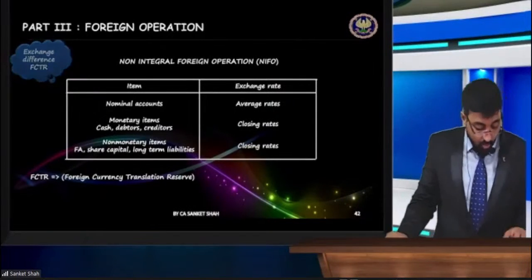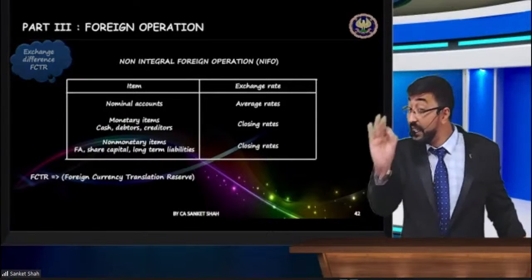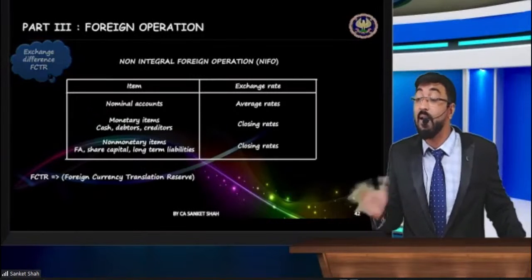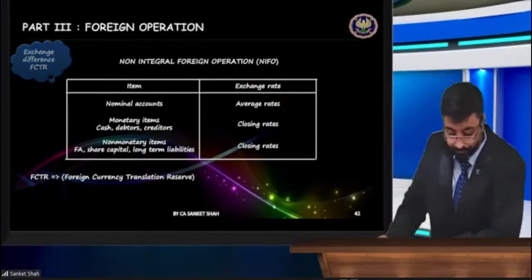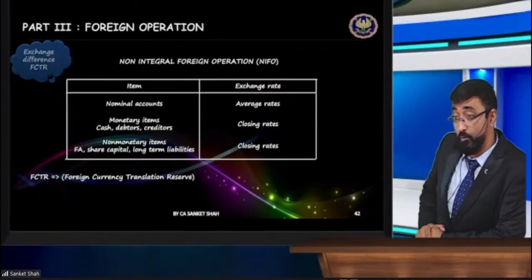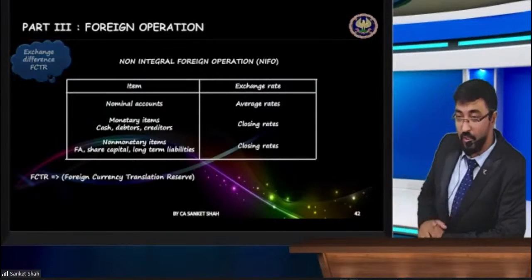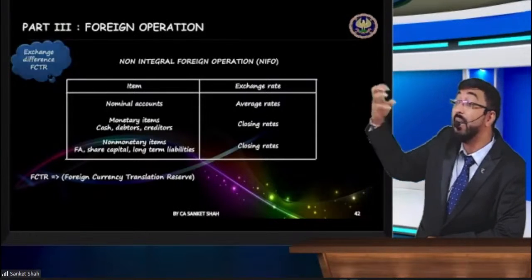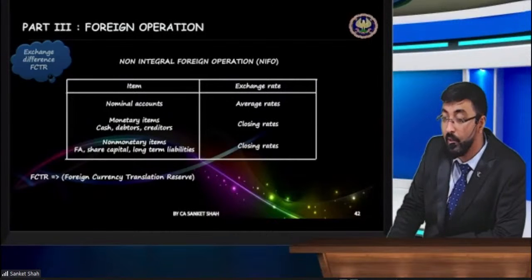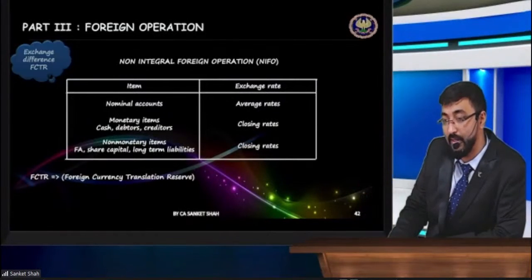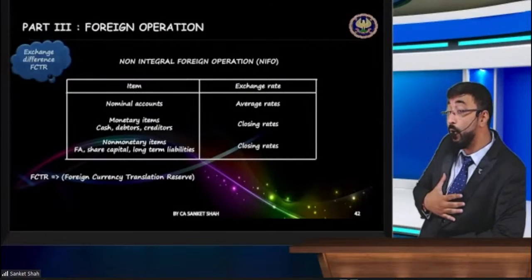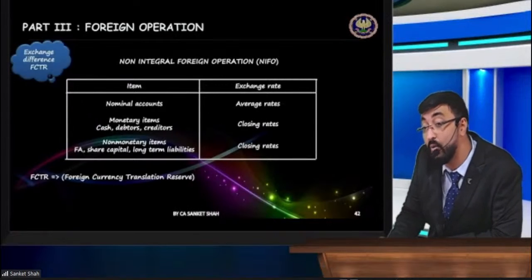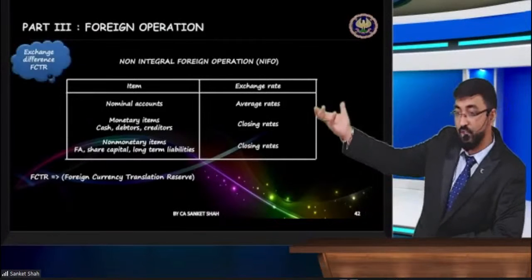Okay. So now what is the difference? Now listen carefully. Why is it in P&L for integral, and why is it in FCTR for non-integral? What is the logic? Remember, an integral operation is an extension, correct? So their profit you can consider as your profit. So whatever exchange difference arises, you can say it is your own profit or loss, and therefore it is adjusted in P&L, and you can give dividend out of these profits because it is just an extension.